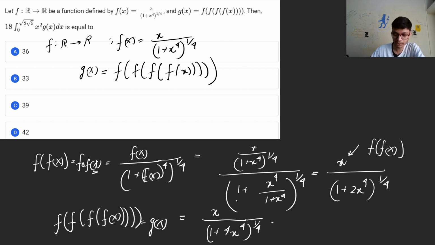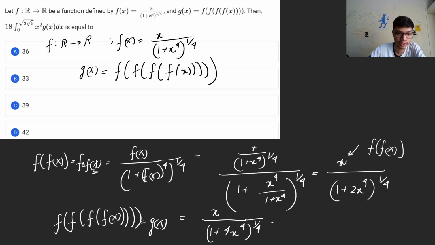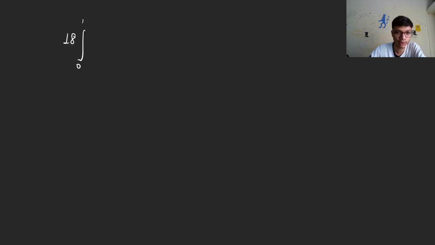So this simplifies the result as follows. Now we are asked to find the value of the integration, that is 18 times the integration within the limits 0 to, so let us check the limit. That is basically root under 2 root 5, and I have to find it for the integrand x square into g of x dx.